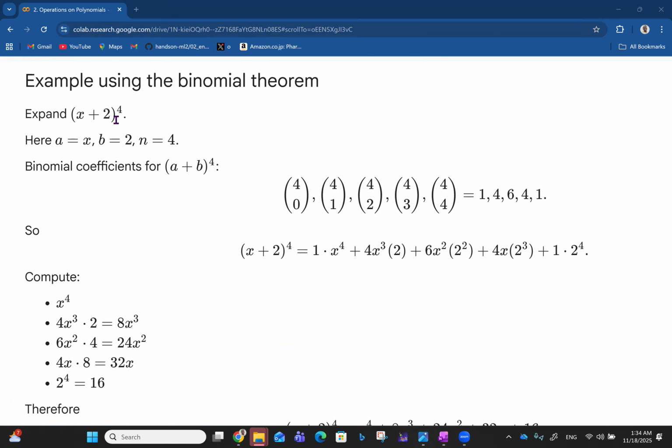So expand x plus 2 raised to power 4. So here a is equal to x, b is equal to 2, and n is 4.